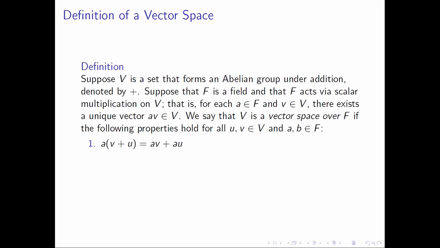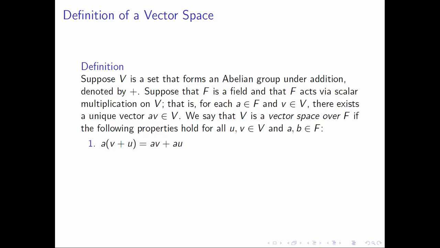Let's start with the definition. Let's suppose that V is a set, and we want the set to form an abelian group. The operation that we're going to use here is addition. We're going to denote this by plus, although there's going to be a little ambiguity here. Let's suppose that F is a field, and that F acts via scalar multiplication on the set V. So I have to be a little bit careful when I use the word acts here, because in abstract algebra, the word act has a very specific meaning.